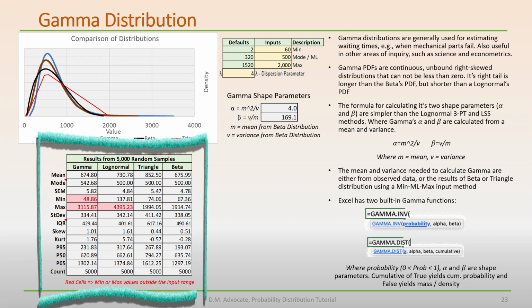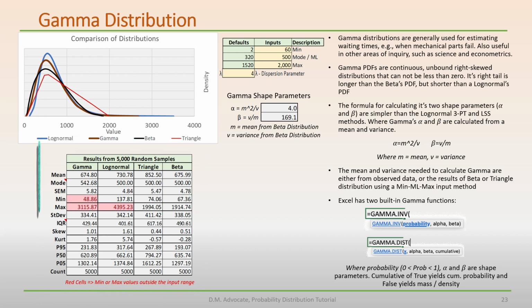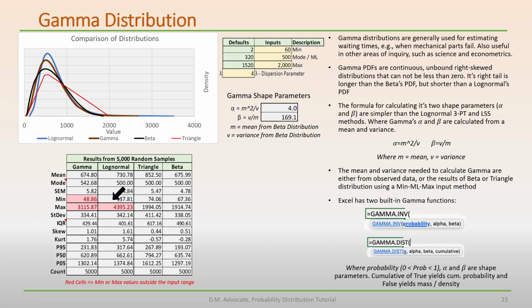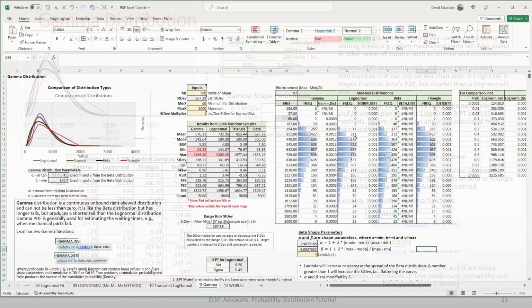The results of our analysis are also summarized in the descriptive statistics table on the lower left. Note how the max for the gamma and log normal exceed the 2,000 micron limit for sand. Also, the minimum for the gamma is less than our 60 micron limit. Now, let's move on to our Excel demonstration.